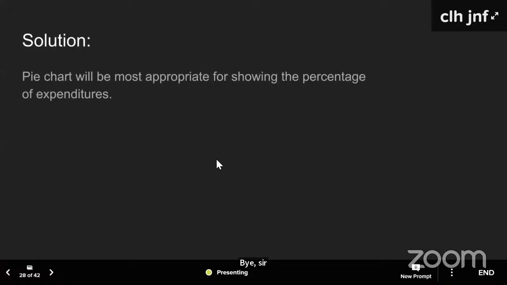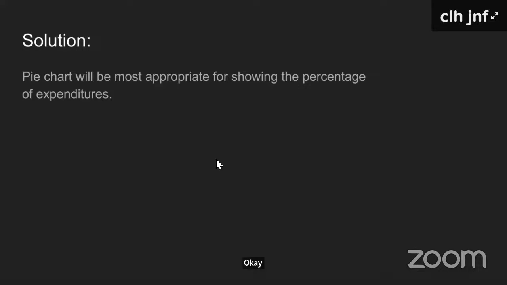Ma'am, I have a doubt. In a Pareto chart, is it necessary for the frequencies to be in ascending or descending order? Yes, that is the only difference between a bar chart and a Pareto chart. When it comes to a Pareto chart, there should be an order, either increasing or decreasing.